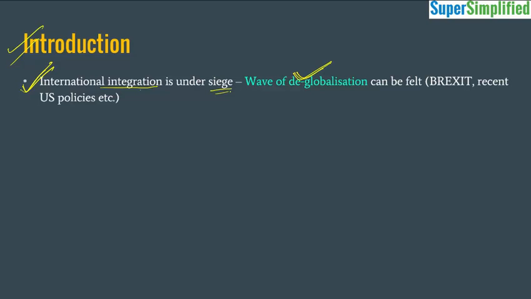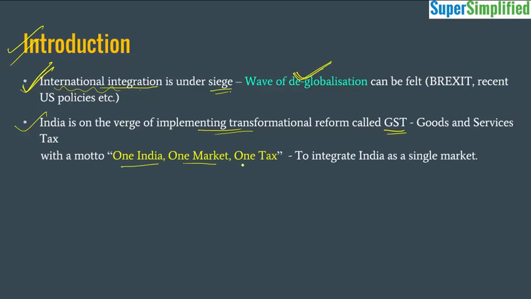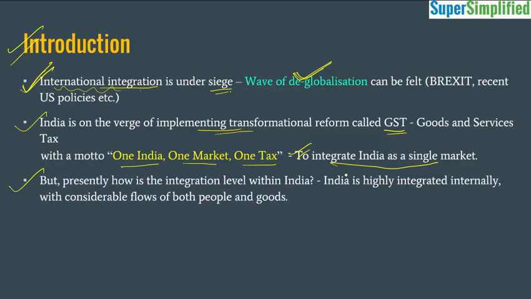And China is also now focusing on its internal market and trying to utilize the potential of internal consumption as a growth engine, right? So a wave of deglobalization, though not very strong, can be felt. During this time when international integration is coming down, India is on the verge of implementing a transformational reform called Goods and Services Tax, with the motto One India, One Market, One Tax, to integrate India as a single market. So is India not a single market today? Is it not integrated? What are the problems? The Economic Survey says that India is highly integrated internally with a considerable flow of people and goods, but there are still some lacunae which are to be addressed with the help of GST.